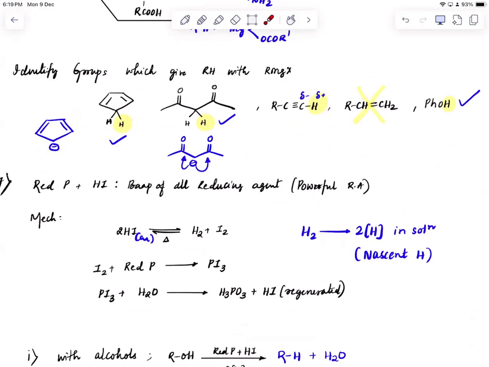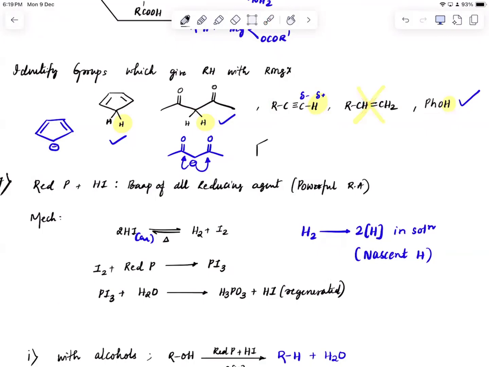And if it is at this active methylene position, this is an active methylene position, remove this hydrogen, that is also going to give you alkane. Similarly, if you have an alkyne here, remove this H+, it's easy to make alkane. Alkenes you can't make. Phenols you can make. From benzene you cannot make it.